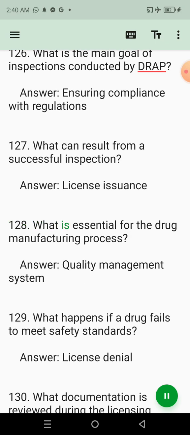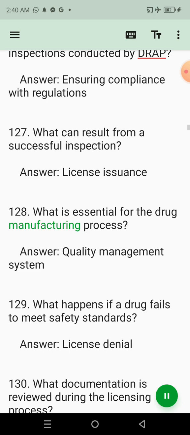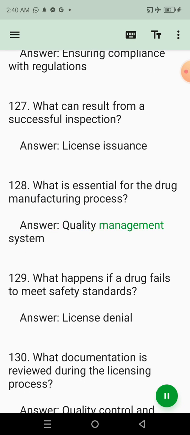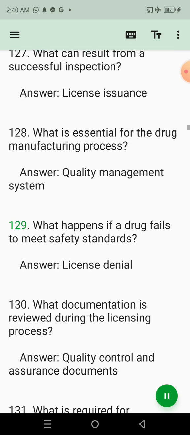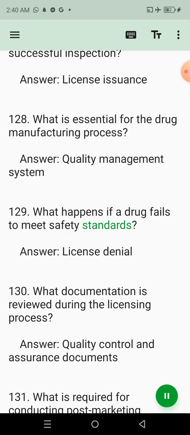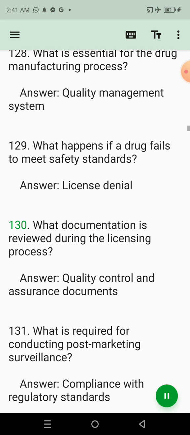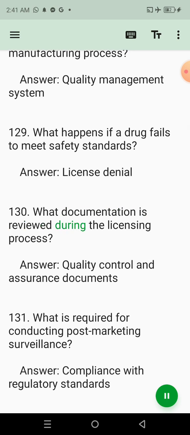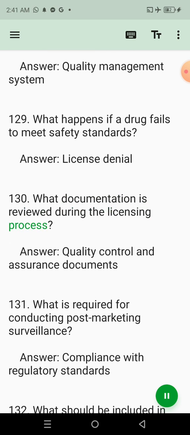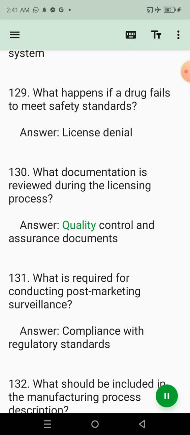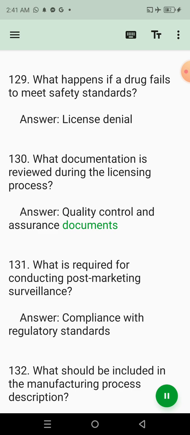128. What is essential for the drug manufacturing process? Answer: quality management system. 129. What happens if a drug fails to meet safety standards? Answer: license denial. 130. What documentation is reviewed during the licensing process? Answer: quality control and assurance documents.